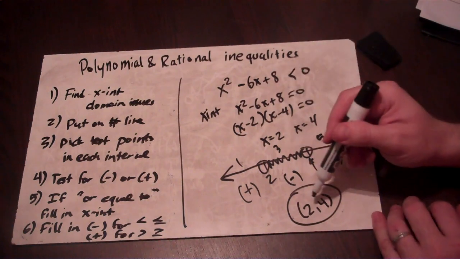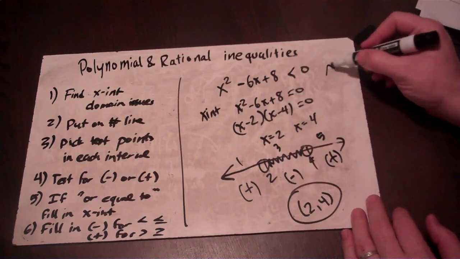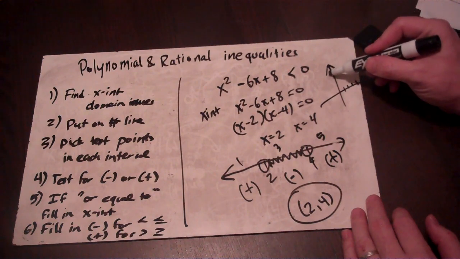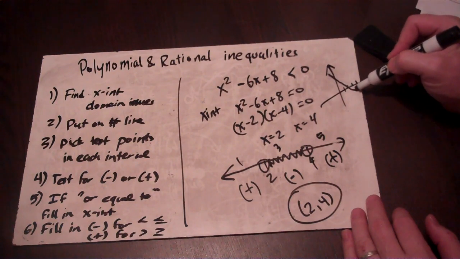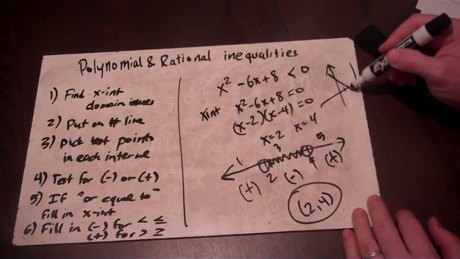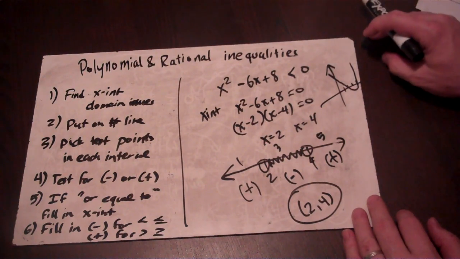You can also graph this and actually see that the graph looks something like this. And this is not perfect. 1, 2, 3, 4. But it looks something like this. Right? And so we see that between 2 and 4 it's below the x-axis, and outside of there it's above the x-axis.